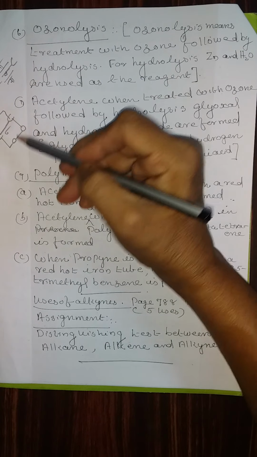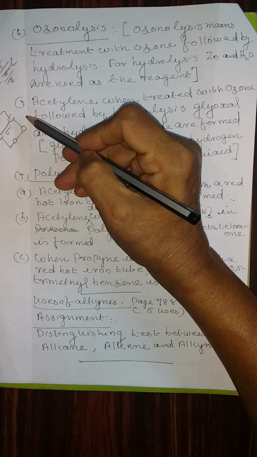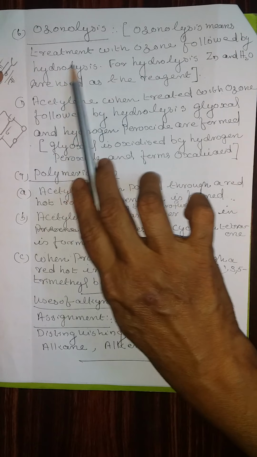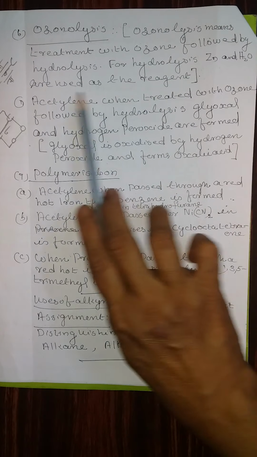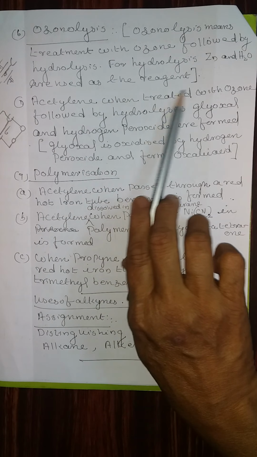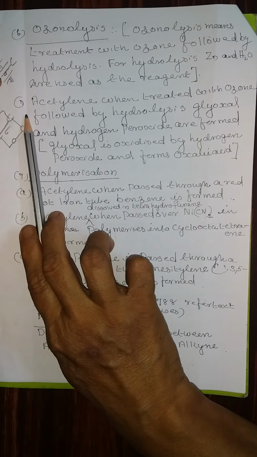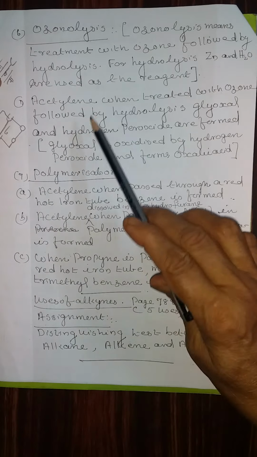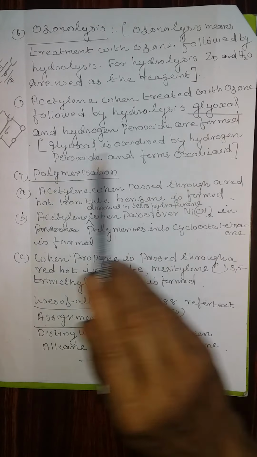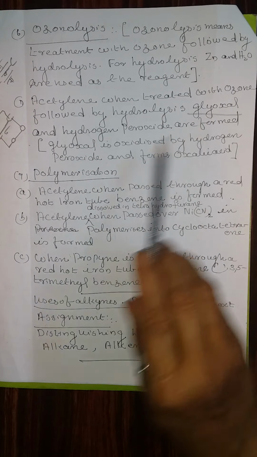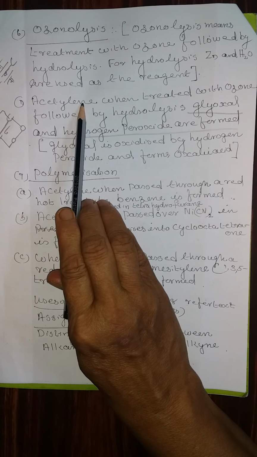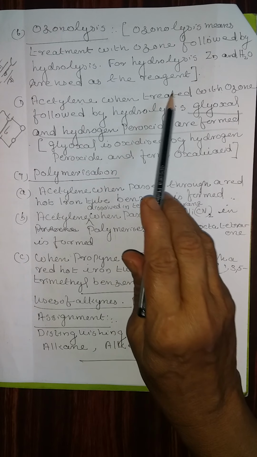That means treatment with ozone followed by hydrolysis. That is the meaning of ozonolysis. Ozonolysis means treatment of ozone followed by hydrolysis. For hydrolysis, zinc and water are used as the reagent. Acetylene, when treated with ozone followed by hydrolysis, glyoxal, you must know the formula of glyoxal, and hydrogen peroxide are formed. That is acetylene when subjected to ozonolysis.